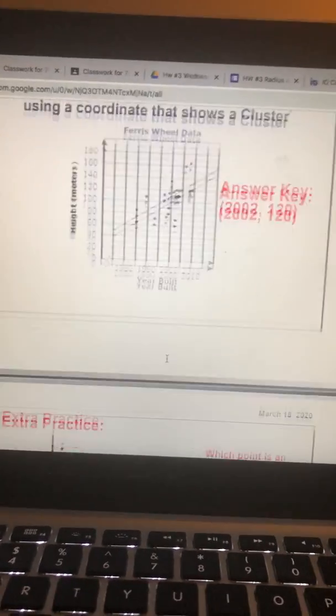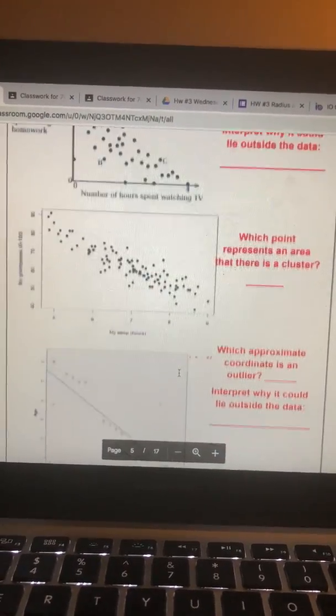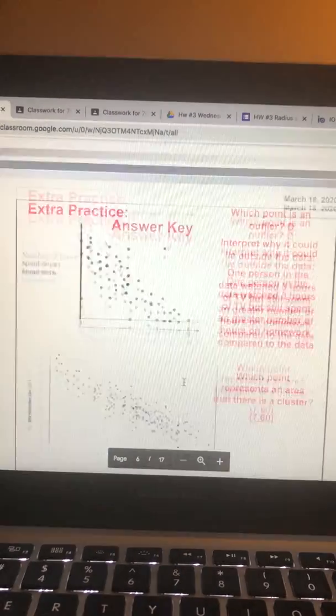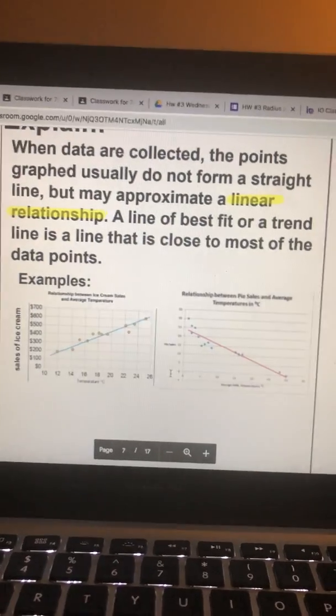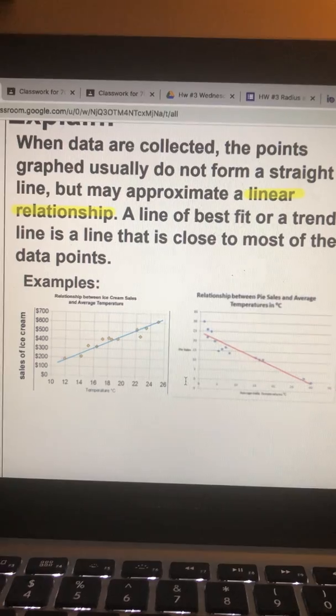All right. There's some extra practice on clusters and outliers that you should practice on your own. The answer is provided on the next page. Then we talk about something that I definitely wanted to clarify. So I'm just going to read this.